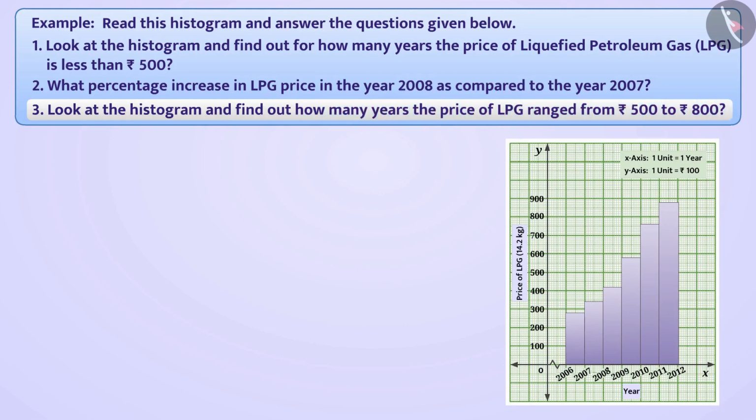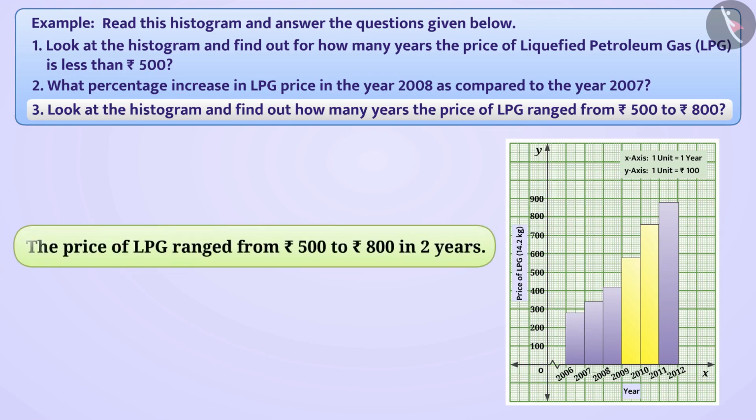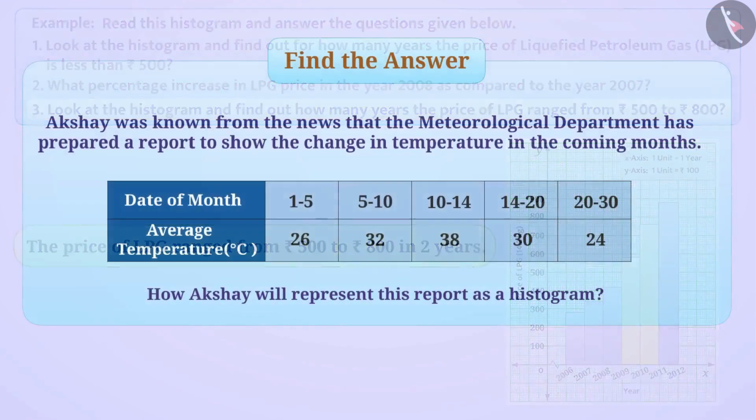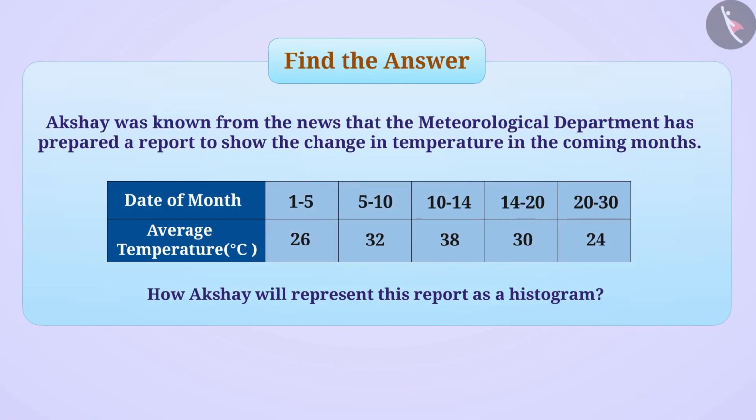Look at the histogram and find out how many years the price of LPG ranged from 500 rupees to 800 rupees. In the year 2009-2010 and in the year 2010-2011 class intervals, the price of LPG is between 500 and 800. So, we can say that in 2 years, the price of LPG ranged from 500 rupees to 800 rupees. Now, pause the video and try to make a histogram with this information.